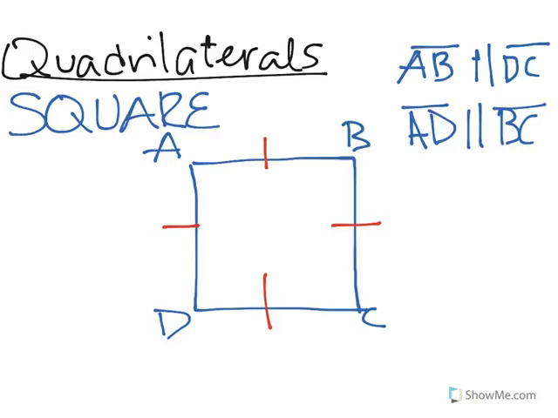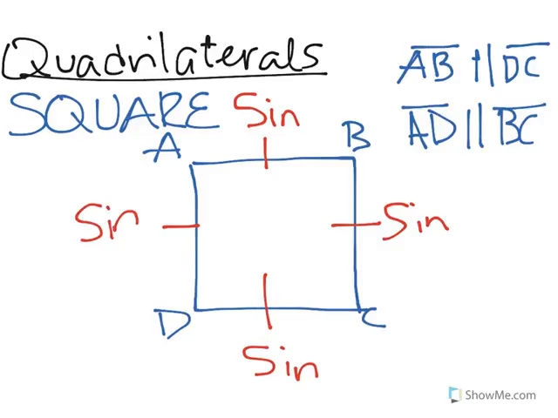Now, the red lines I put on each side mean that they are equal. They have the same size. So if AB was 5 inches, then DC is 5 inches because it has one red line. BC also has one red line, so that is 5 inches. AD is 5 inches. Another thing you need to know is that all the angles are right angles. Those are the characteristics of a square.